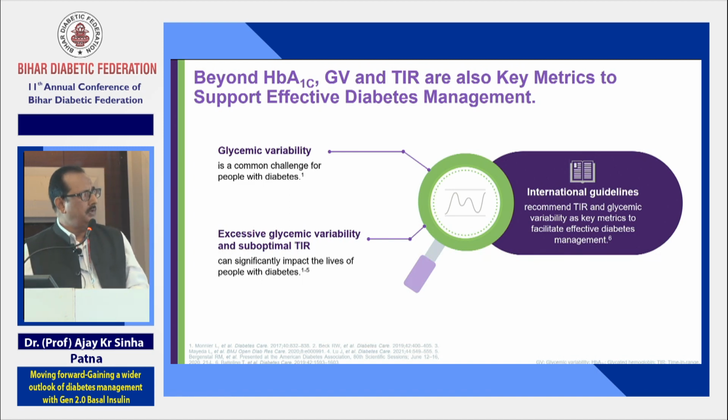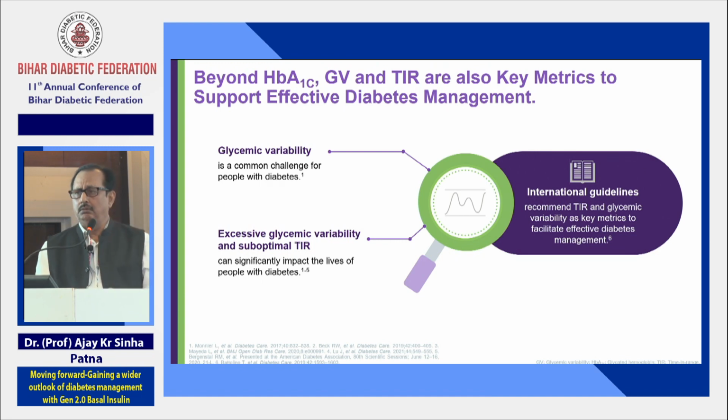So glycemic variability is a common challenge for people with diabetes, now accepted more than HbA1c. Excessive glycemic variability and suboptimal TIR can significantly impact the lives of people with diabetes, and international guidelines now recommend that in a high-risk patient, at least once one has to use the CGM.